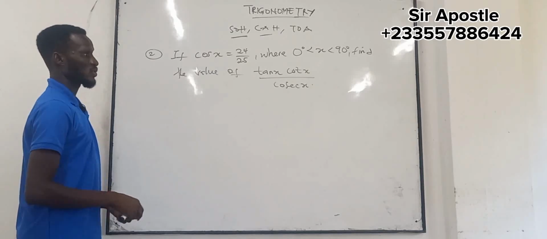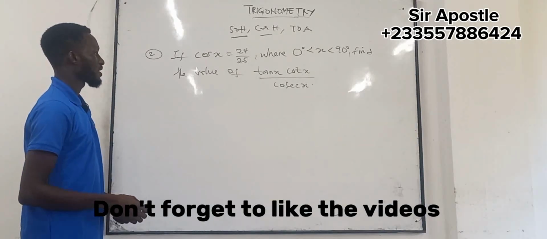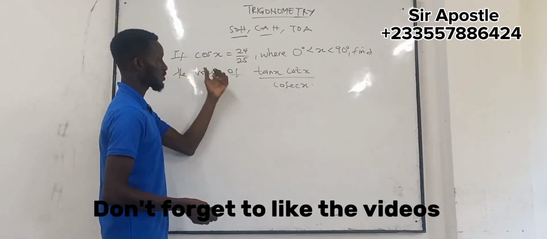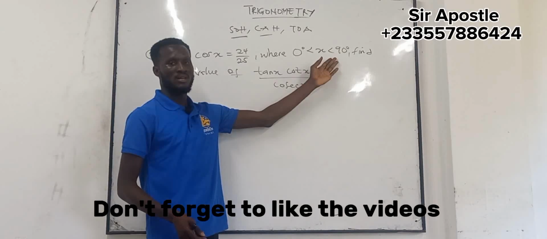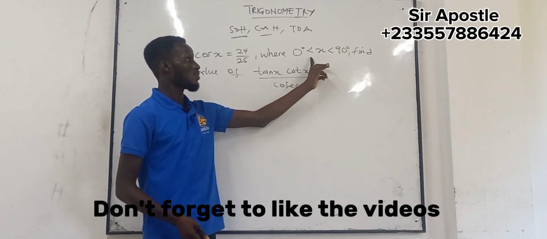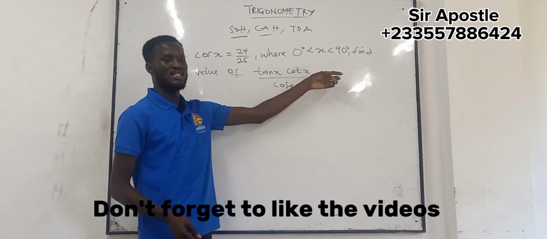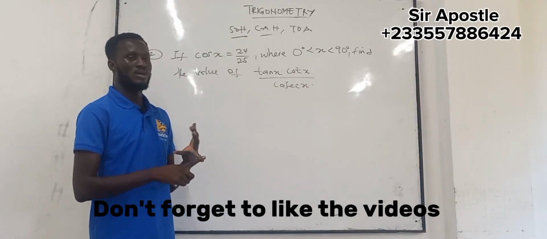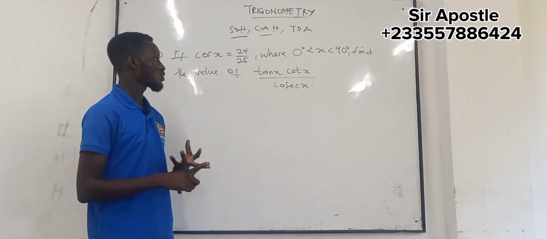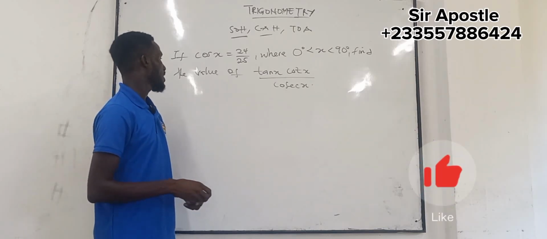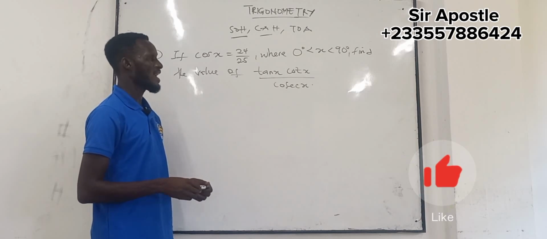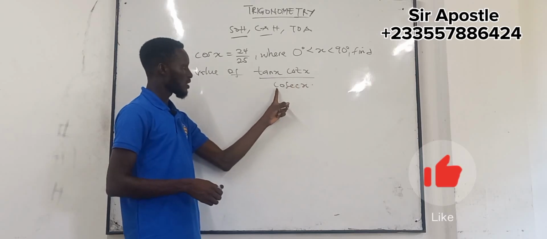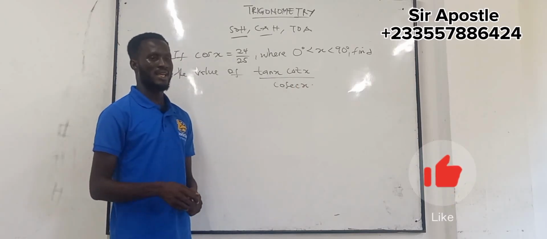Don't think this question is difficult. This question is very simple. Now we have the cos x to be 24 out of 25. The angle is an acute angle. As I explained earlier, when you have an angle between 0 and 90, it means all the basic trig ratios are positive. The sine is positive, the cosine is positive, and the tangent is also positive. And we have to find the value of tan x cot x all divided by cosec x.